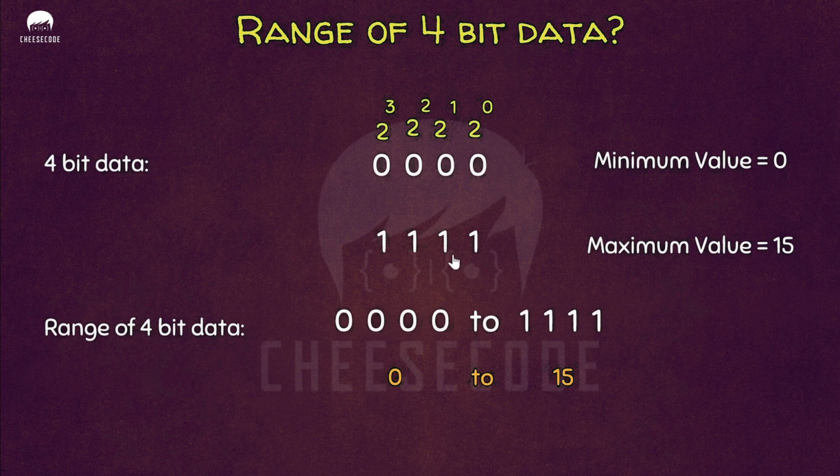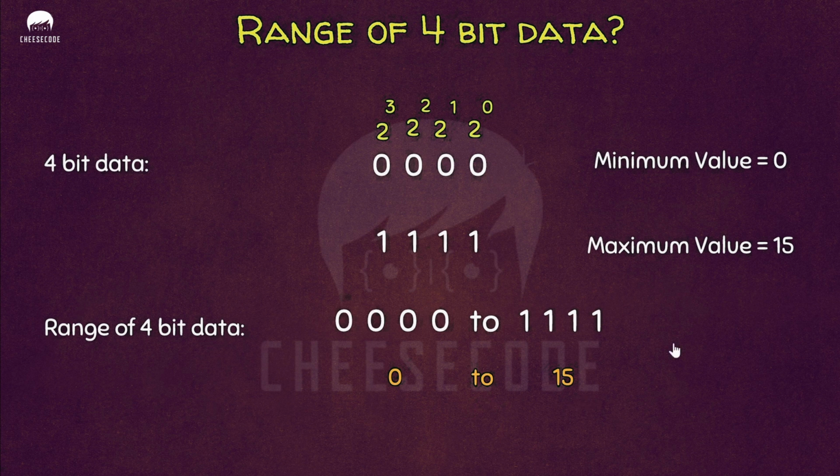You can get this value by using the same method, multiplying each digit with their respective place values and finally adding them up. In this case of maximum value, you are multiplying 2 raised to power 3 with 1, then 2 raised to power 2 with 1, 2 raised to power 1 with 1, and 2 raised to power 0 with 1, and finally add them up to get the answer 15. And here, because all of them are 0, multiplying with their respective place values would finally give the answer equal to 0. Therefore, range of 4-bit data is from 0 to 15 only.